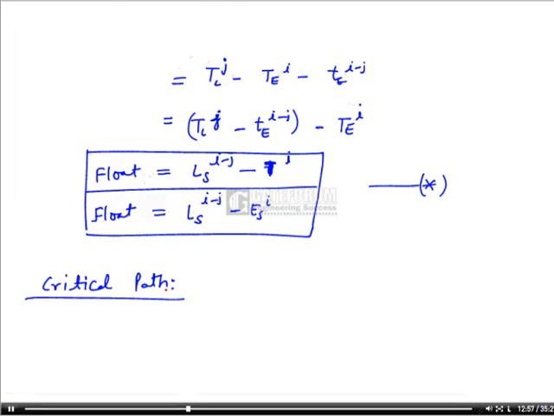The activities having zero float or total float are called critical activities, and the path of the critical activities is called the critical path.